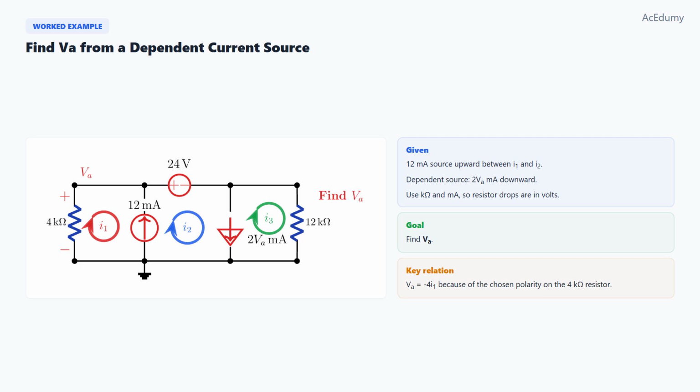The left resistor is 4 kilo ohms, the right resistor is 12 kilo ohms, and the top voltage source is 24 volts with plus on the VA side. The left current source is 12 milliamps upward. The middle diamond source points downward and has value 2 times VA milliamps. We choose clockwise mesh currents I1, I2, and I3.